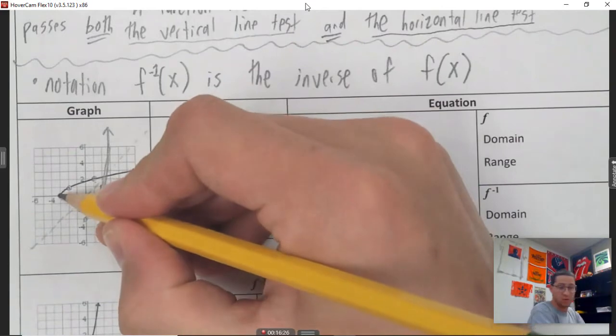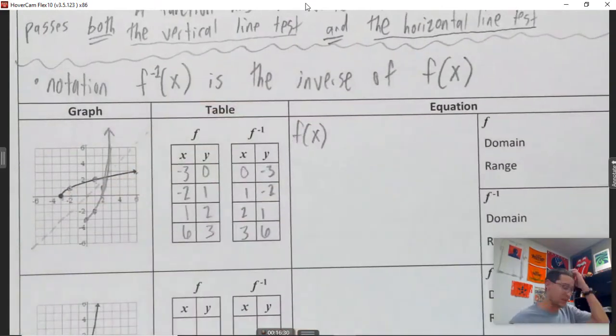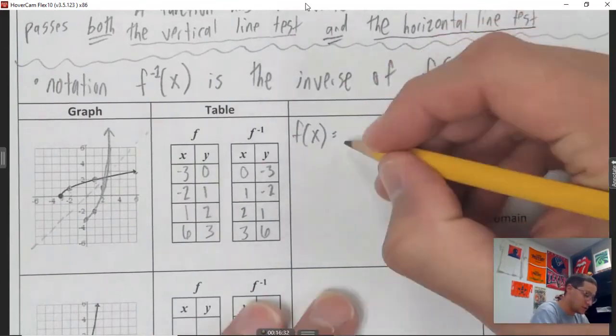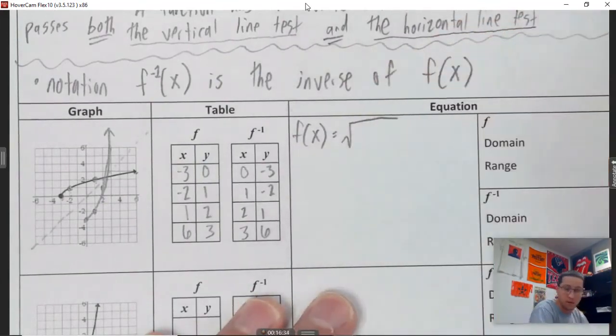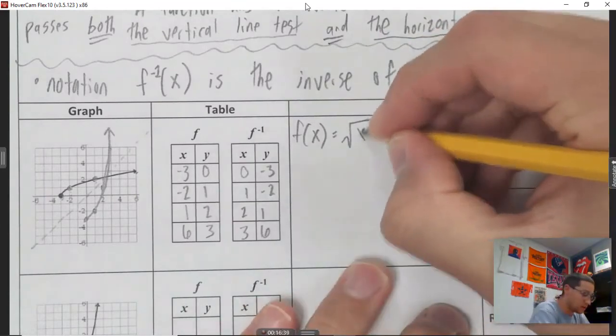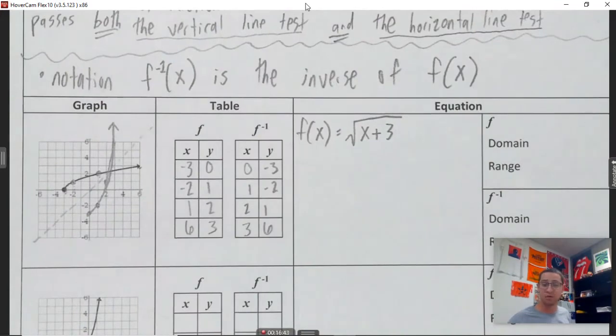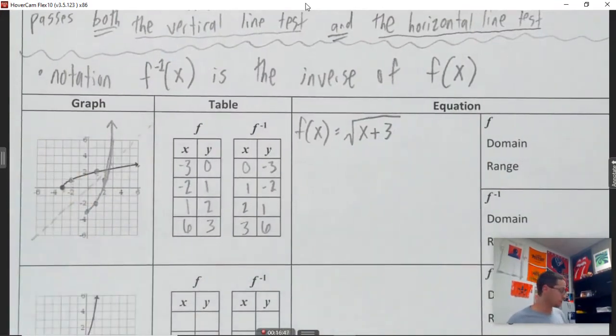Well, this point is originally here, so it's a 1, 2, 3 to the left shift. So that's going to be the square root. Since it's to the left, it's on the inside of the square root, and then it's reversed, so it's going to be the square root of x plus 3. That is my equation for this graph, my original. Now the question is, what is the inverse?